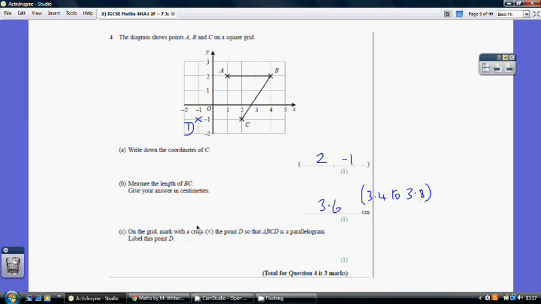Now on the grid, mark with an X the point D, so that ABCD is a parallelogram. The relationship from B to C has got to be the same as from A to D. To get from B to C, we go 2 to the left and 3 down. So from A, we've got to go 2 to the left and 3 down, taking us to this point here at (-1, -1).